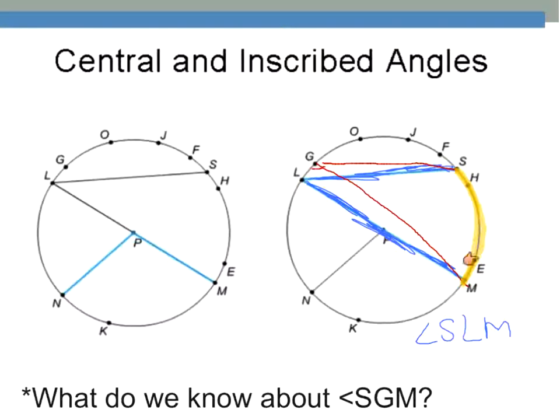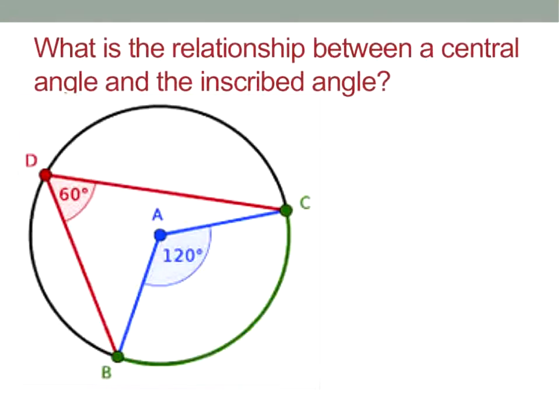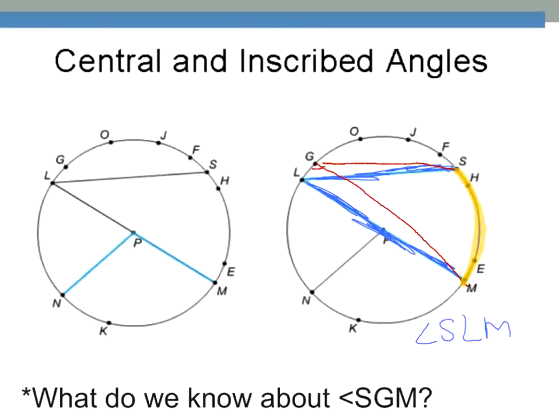So SLM has the same arc as SGM. If the arc is the same, these angles are the same. That's very cool. Anybody have a question about that so far? Because they're going across the circle and hitting the same amount of space across the circle. So they have the same angle. Watch what we're going to do now.